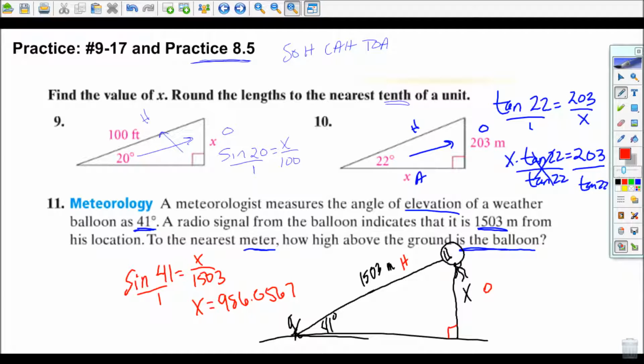986.0567. It doesn't say what to round it to for this one, so I'm going to round to the nearest hundredth. Because if it doesn't tell you what to round it to, round to the nearest hundredth. Usually if it's degrees, you're going to round to the nearest degree. Actually, I'm going to use the directions for this one up here. Round to the nearest tenth of a unit. So that being said, x should equal 986.1 meters.